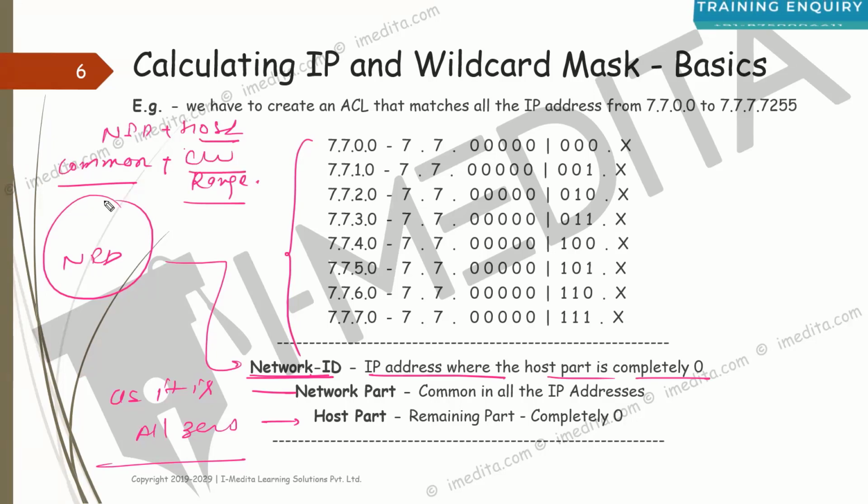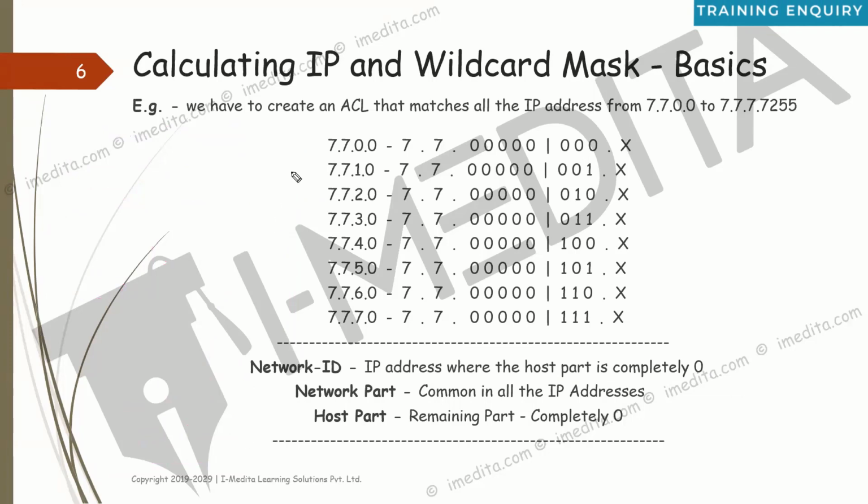So how to find the common part, how to find the changing part? Convert these into binary. I can see clearly that 7.7 is the same everywhere. That is why I did not write down the binary for it. I just write it down exactly like that. I can see that the changes are happening in the third octet, so I write down the third octet in binary.